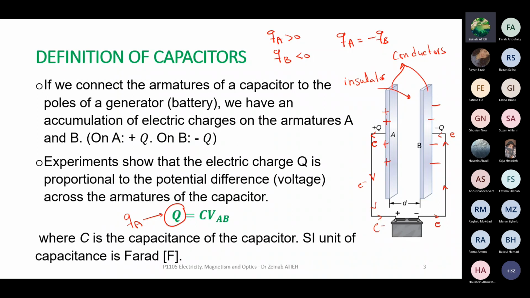Okay, one more thing, remember that VAB, the voltage VAB, is positive, while VBA is negative for a capacitor. Once you move from the positive plate to the negative plate, you are measuring a positive voltage. Once you move from the negative plate to the positive plate of the capacitor, you are measuring a negative voltage, similar to a dry cell. Okay, this is for a capacitor, in general overview on a capacitor.